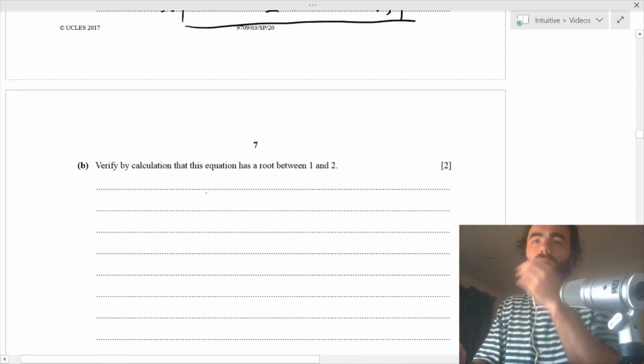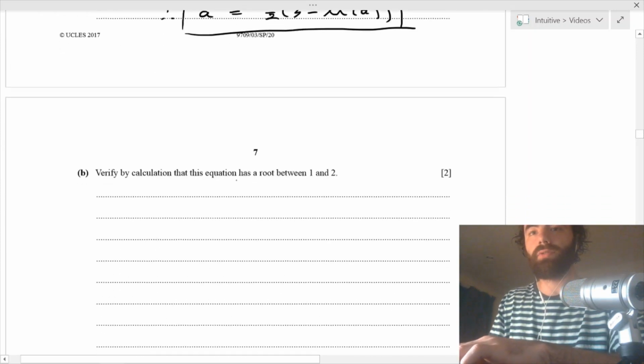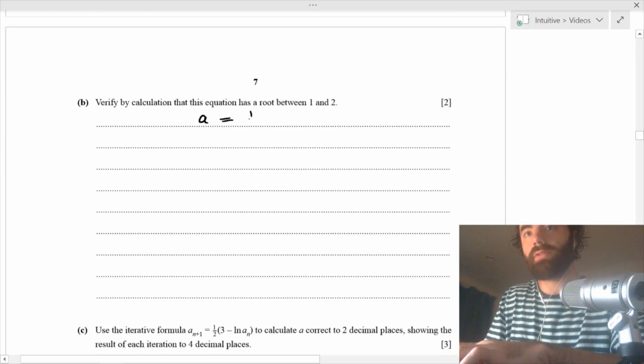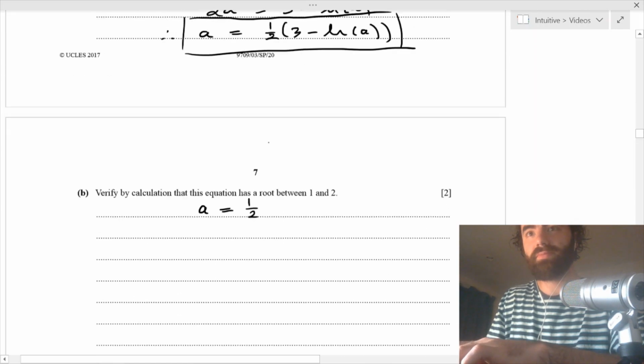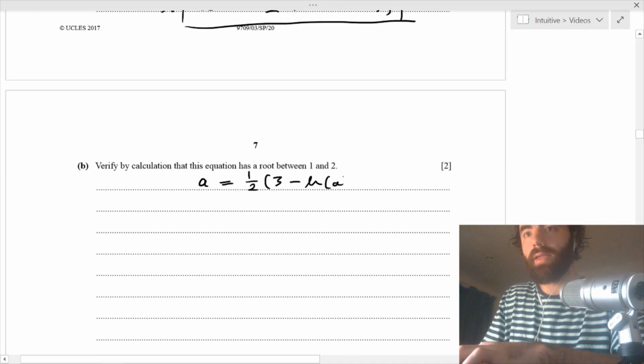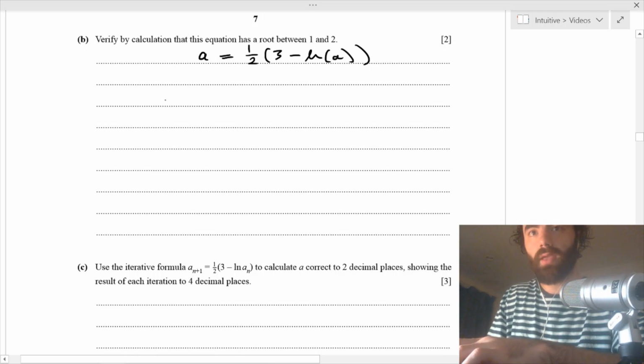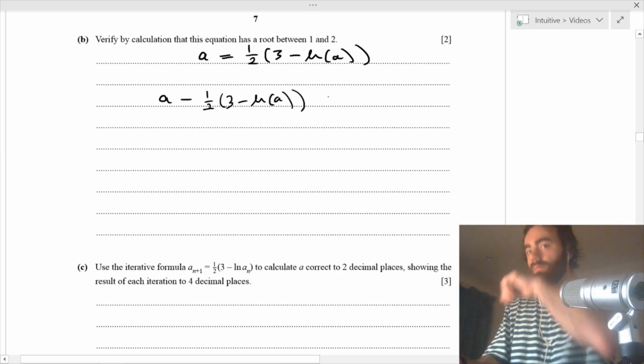Now it says verify by calculation that this equation has a root between 1 and 2. Okay, so we have a equals a half, and this is numerical solutions. 3 minus ln of a. Okay, so what we want to do here is take all this stuff over, and I'll show you why. 3 minus ln of a equals 0.